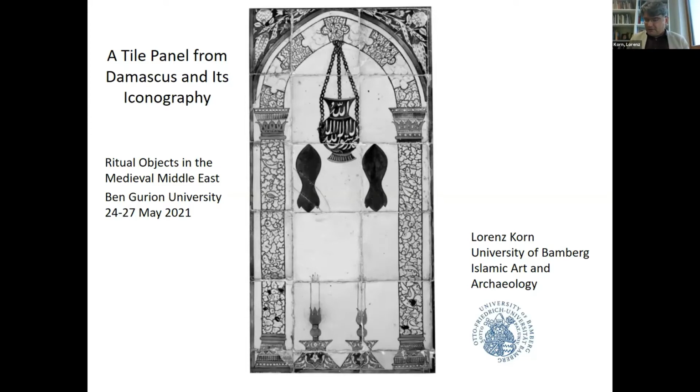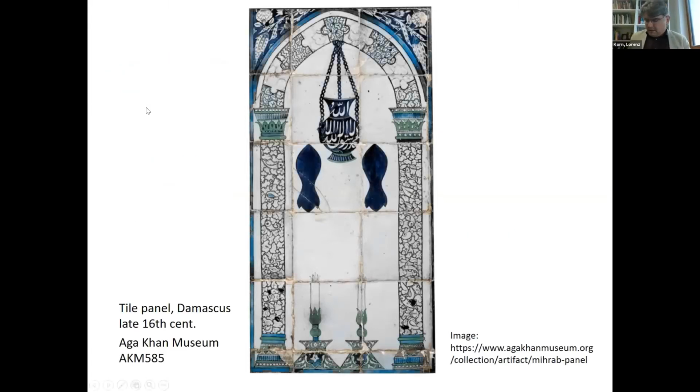Actually, the starting point of my paper is a tile panel from the splendid holdings of the Aga Khan Museum that you see here. It's published in several exhibition catalogs, and it has intrigued me for a while because of the contrast between the realistic depiction of the niche on the one hand, with its architectural frame, the hanging lamp and the two candlesticks in the front, and the added element of the two black silhouettes in the center that disturb this realism.